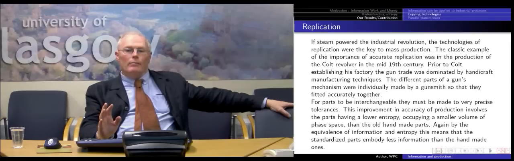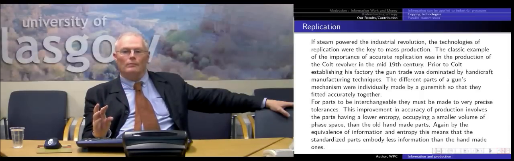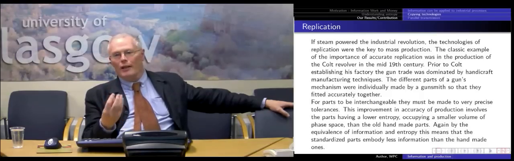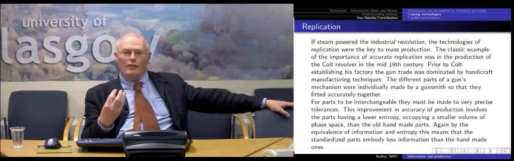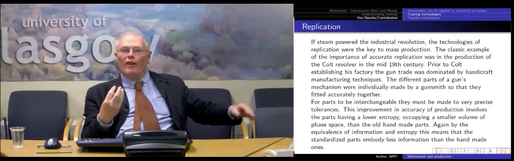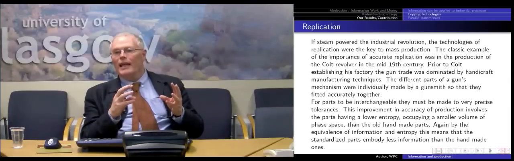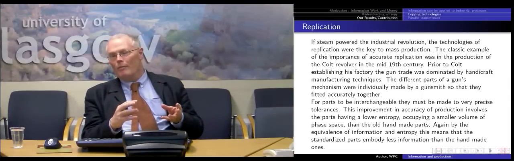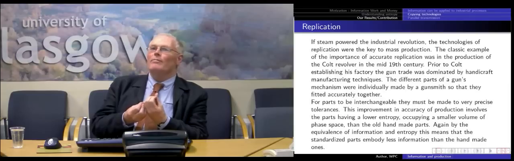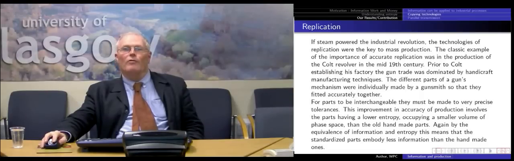Now, the other key process to increasing productivity is replication. And when you replicate, you have to make lots of things that are identical. Historically, the key example of this was the Colt Revolver Company, because prior to Colt, the gun trade was dominated by handicraft production, and the parts of guns had to be individually fitted to one another. And they had to be filed down so that they would fit accurately together. Now, a roughly fitted part contains more natural entropy, more natural information, than a precisely made part. And the goal of the standardization of parts was to reduce the uncertainty, reduce the entropy of the components, and reduce the amount of natural information compared to handmade parts.